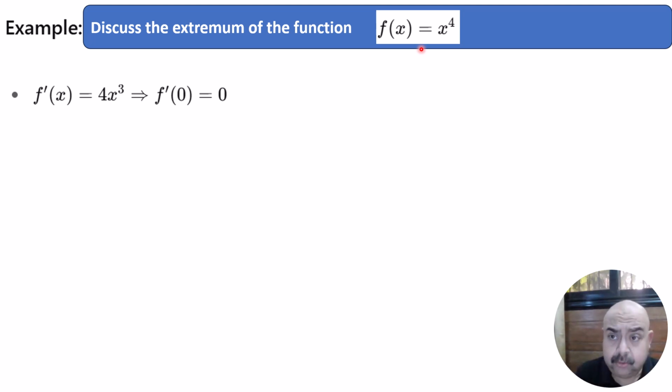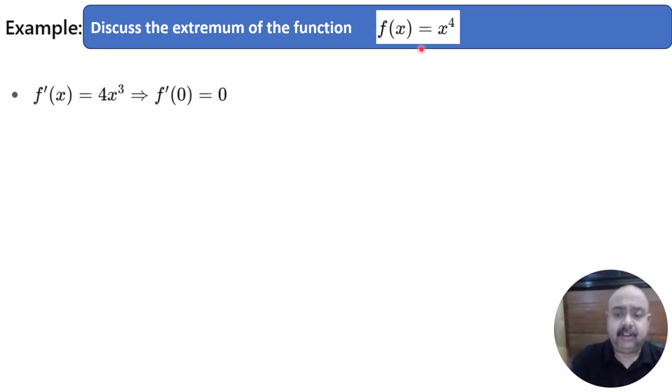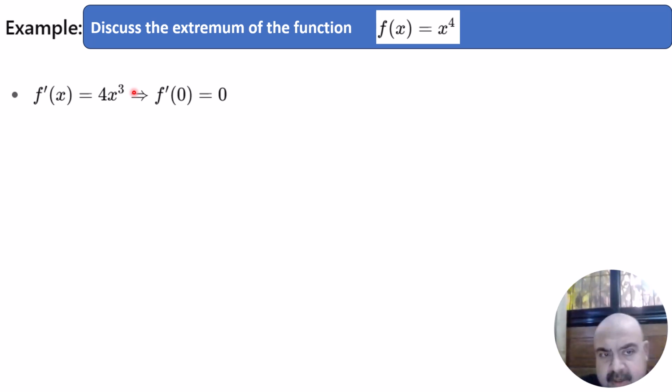All you have to do is to get the first derivative of this function. I have x to the power of 4. So once you differentiate it once, you will have 4x cubed. Once you put 4x cubed equal to 0, you will have your critical point at x equal to 0. It's very, very simple and very clear.